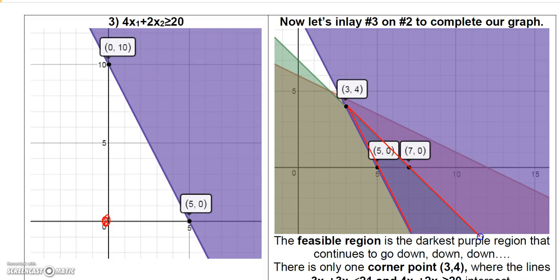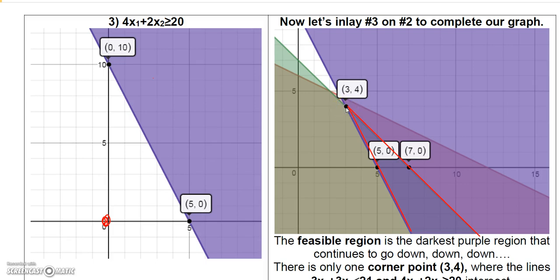Okay, hopefully you can tell now that these red lines here show you the region. So it's everything in here, and again it's an unbounded region because it still goes down forever and ever in this direction. Okay, so that's your region. Now if you found the intersection of the two lines right here, you would find that that's the only corner point. Ignore the (5, 0) and the (7, 0). Those aren't corner points. But right here is the only corner point for that unbounded region.